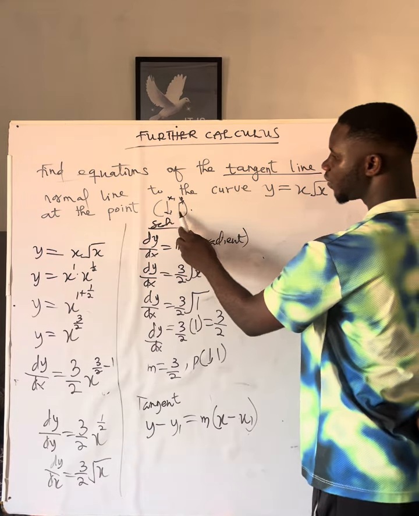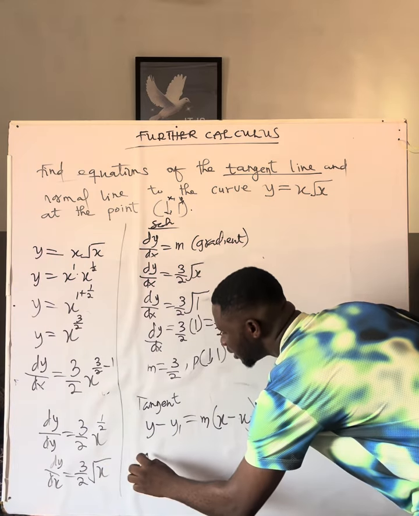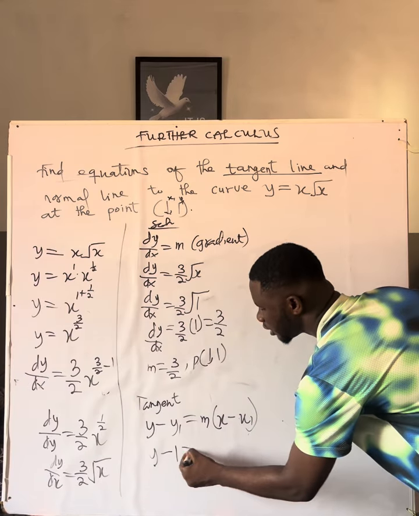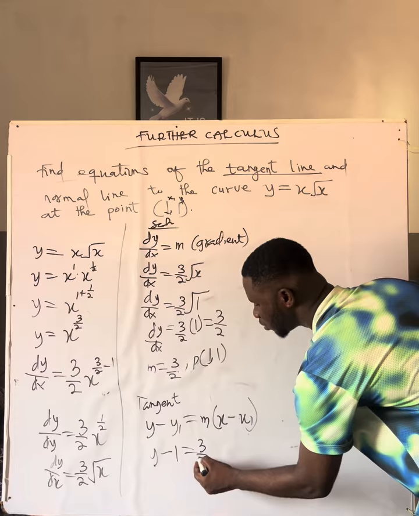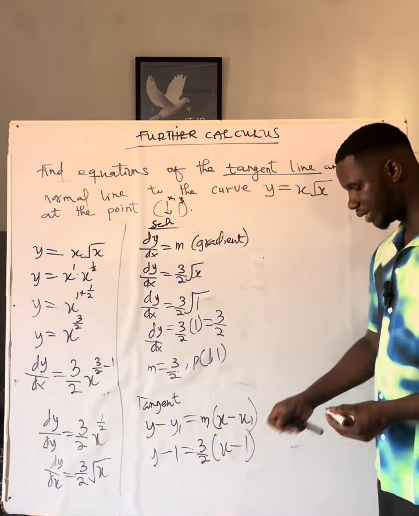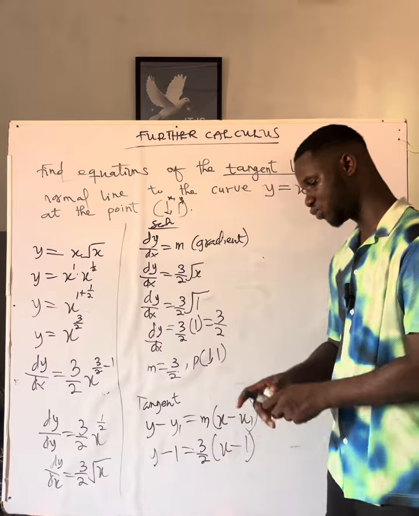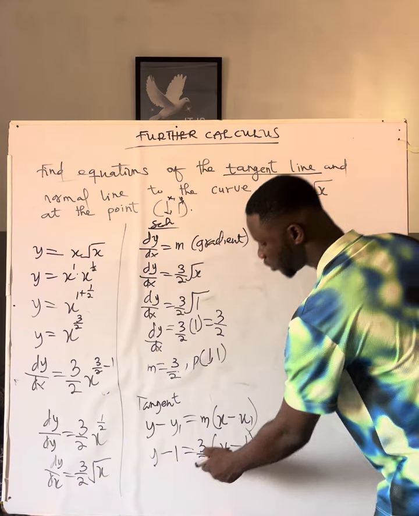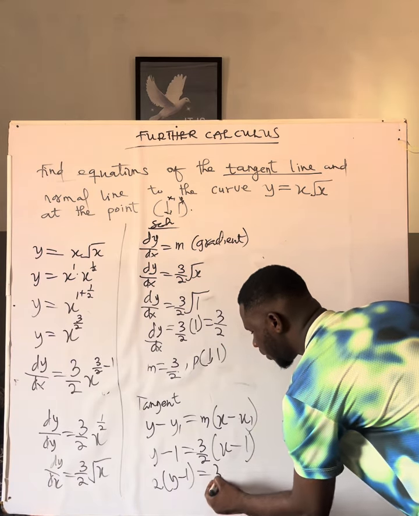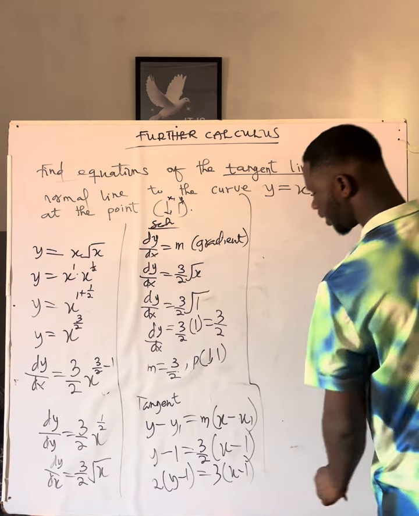Okay, so now let's go on. We have labeled our points over here (1, 1). So x1 is 1, y1 is also 1. So we can put in the values. So y minus 1 is equal to, the gradient here is 3 on 2, then x minus 1. Okay, so we can either expand, or we can find the LCM here and multiply through. So the 2 here will be the LCM. So it will multiply through for us to get 2 times (y minus 1) is equal to 3 times (x minus 1).